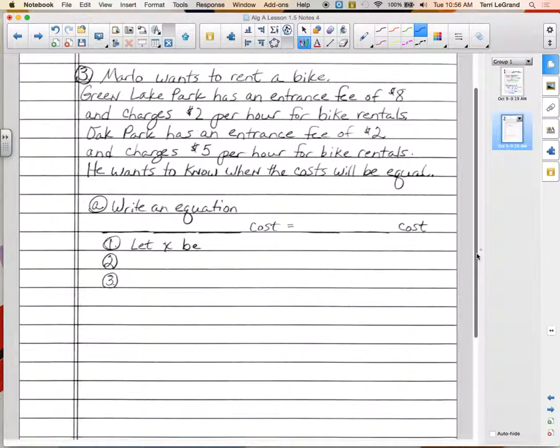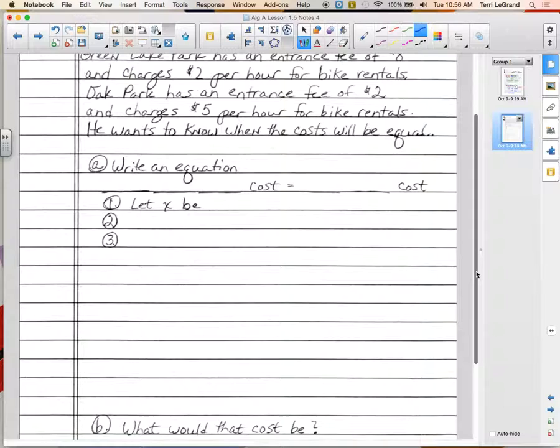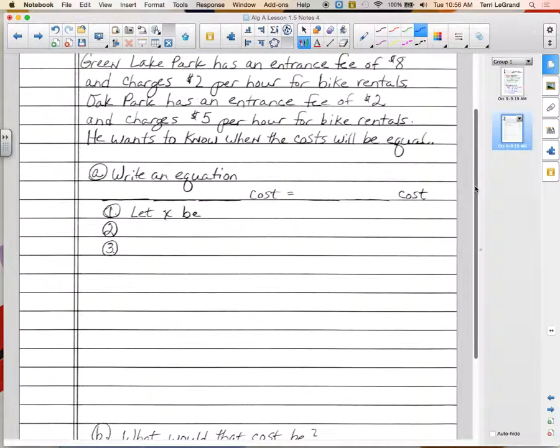I bet we could set up an equation, since we're in algebra class and we've learned how to solve algebraically. Maybe we could write an equation where we say, the cost for Green Lake Park, fill in these blanks please. This is like setting up an equation in words. Green Lake Park's cost has to be equal to the other one, Oak Park. So when will their costs be equal to each other?